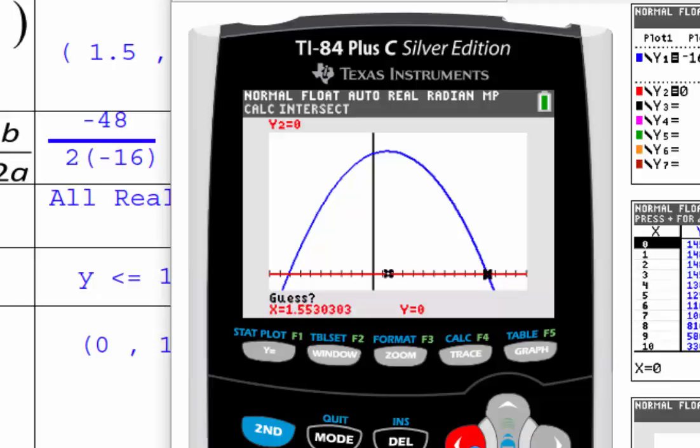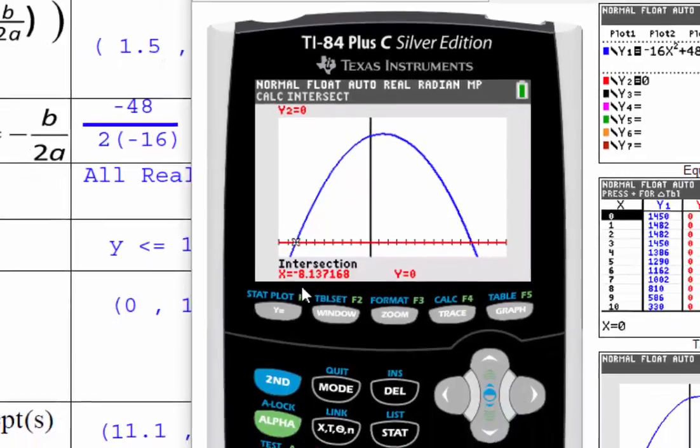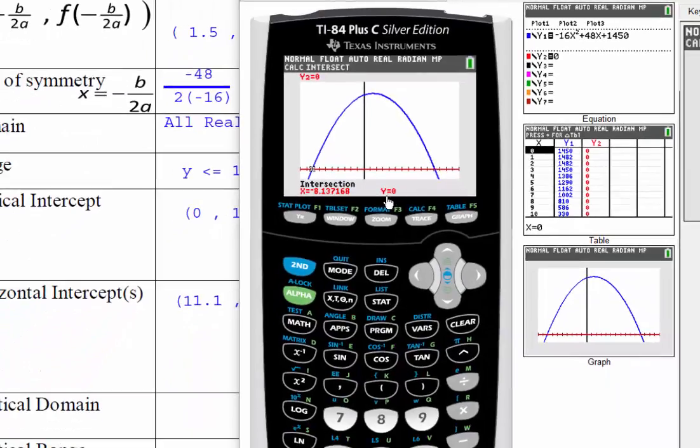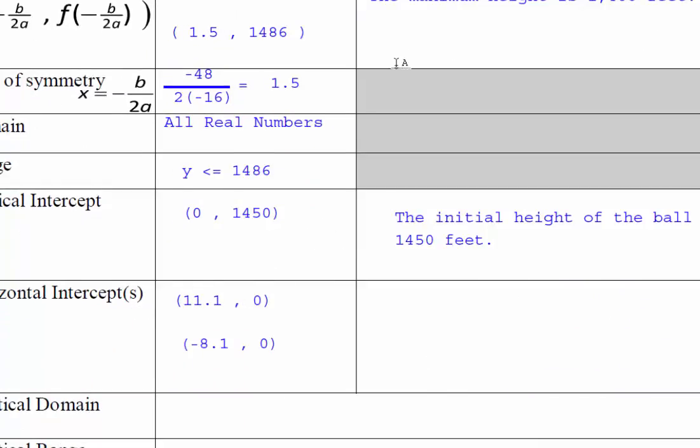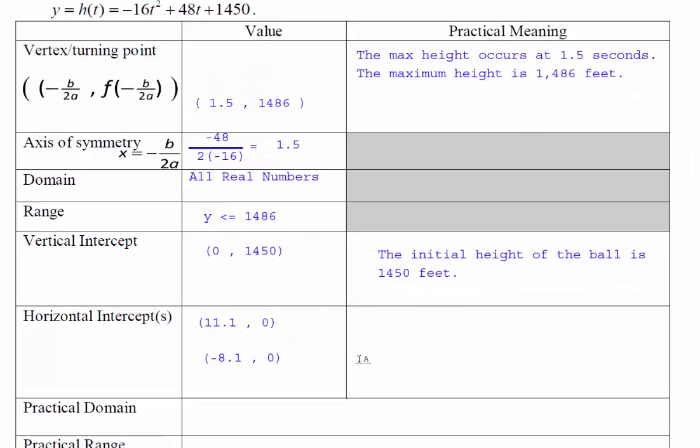Takes a moment, bear with me. And then I'm going to press enter. And this one's at negative 8.13. Okay, let's just call it negative 8.1, comma 0. And now when it says practical meaning, well, the negative has no practical meaning.